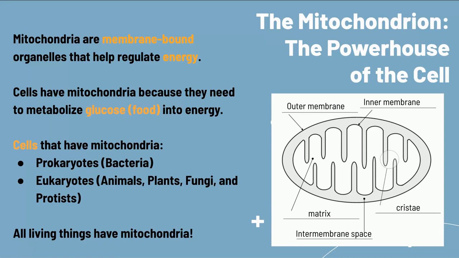Cells that have mitochondria include our prokaryotes, the eubacteria and archaebacteria that we learned about way back when, and different types of eukaryotes: animals, plants, fungi, and protists. These may seem like every type of cell, and that's because every cell undergoes cellular respiration and needs mitochondria. On this slide, you will also see a diagram of a mitochondria. Please take some time to label the diagram accordingly, pausing the video if needed.